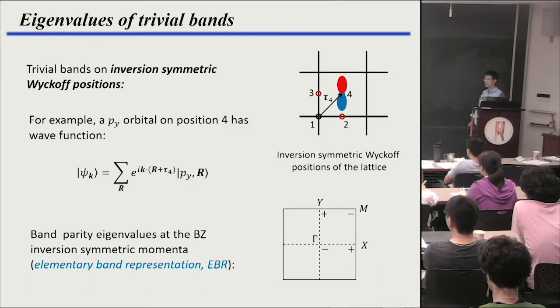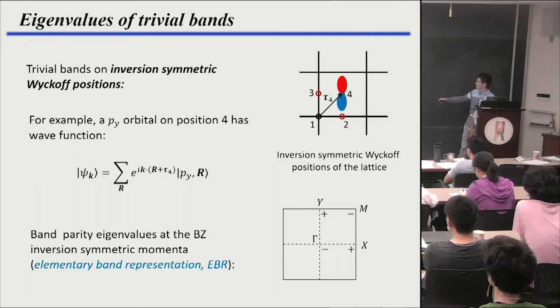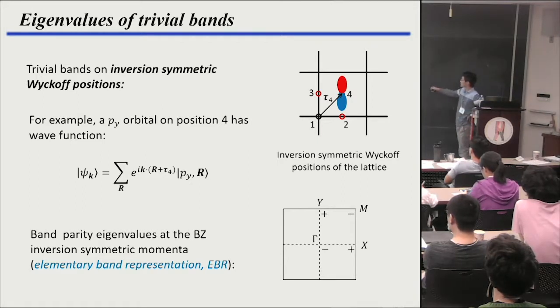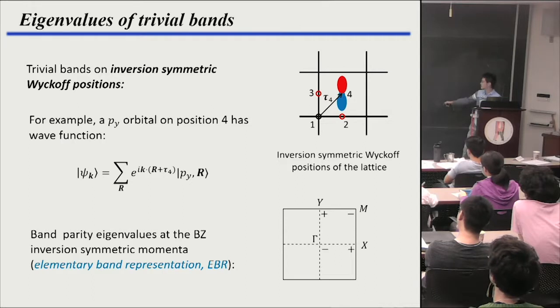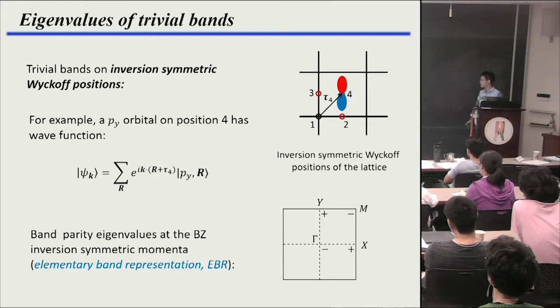So you can easily write down the wave functions in momentum space. This will just be given by this expression. We have k, the quasi momentum, but here you need a tau, which is the shift characterizing the position of this Wyckoff position. If I define the inversion center of this lattice as position one, this position will be reflected to this position here. By looking at this wave function, you can find the inversion eigenvalues of this band. For example, the gamma point is pretty straightforward. You have k equals zero, so at every site you just get an amplitude one. So this is inversion symmetric, but the p orbital itself has a negative parity, so it's a negative sign here.